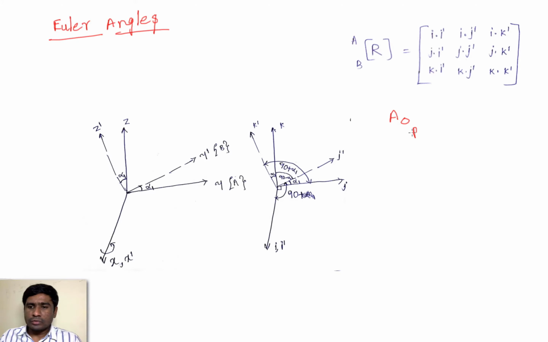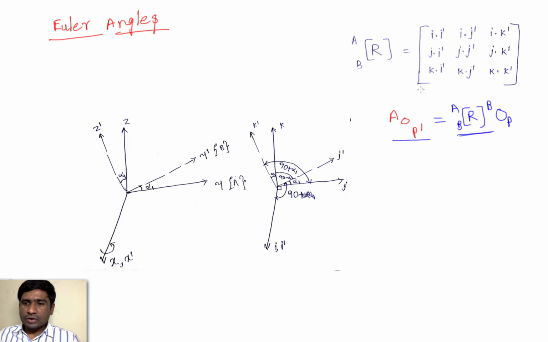This is the point P dash with respect to the coordinate axis frame A, which is equal to the rotational matrix A to the B, and then the position of that particular point in the coordinate axis B. So if you know the rotational matrix, then we can find this out. And this is the rotational matrix that we have developed here. And what does it mean here?